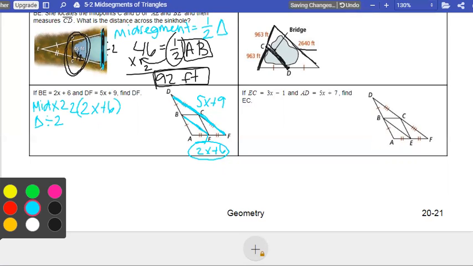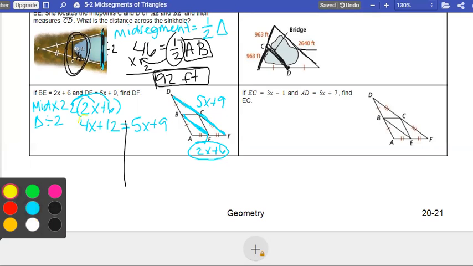So 2x plus 6 times 2, we have to distribute. So 2 times 2x, we get 4x. 2 times 6, we get 12. So now I have 4x plus 12. So my 4x plus 12 is equal to my 5x plus 9. Since this was half as long, I wanted to get them equal so I can solve for it. So now I can solve.